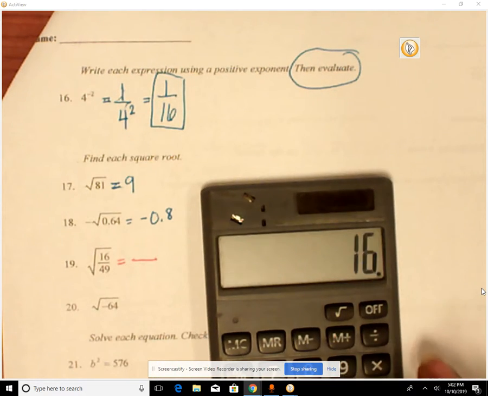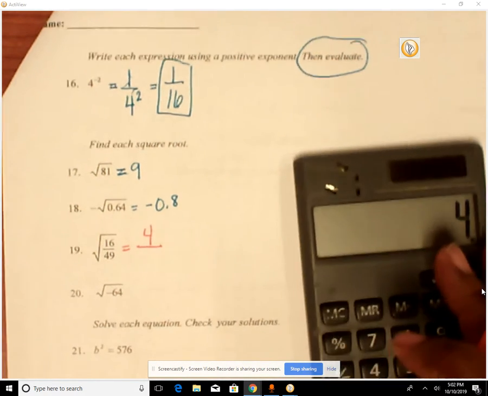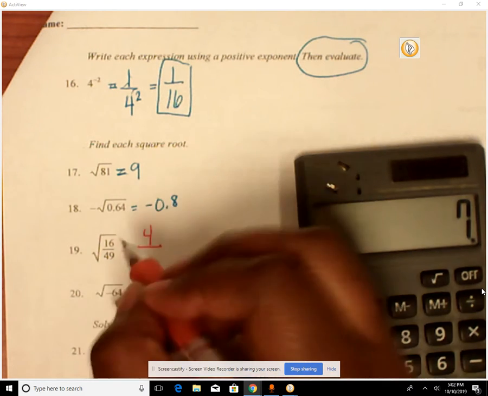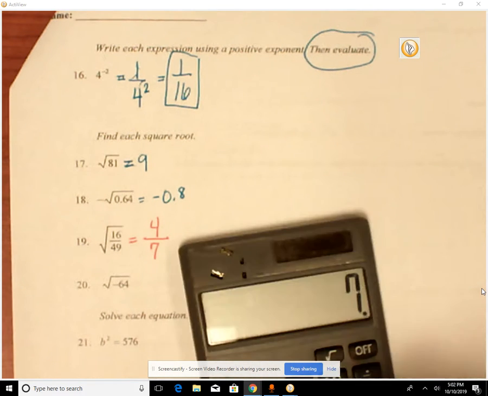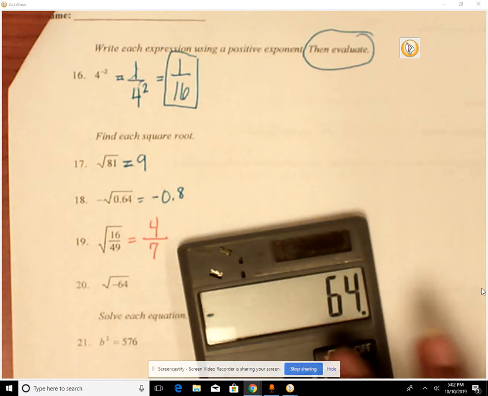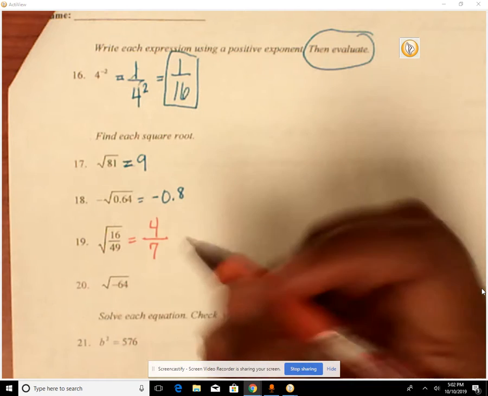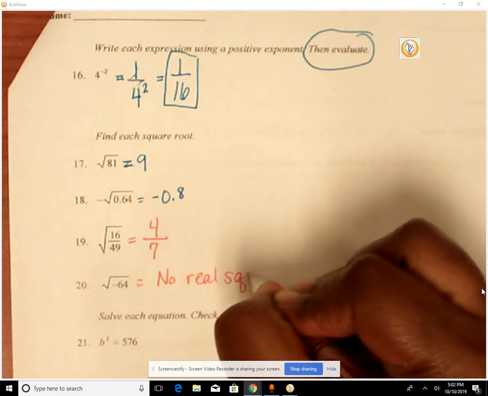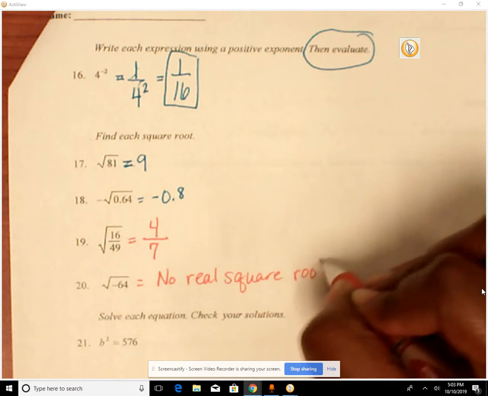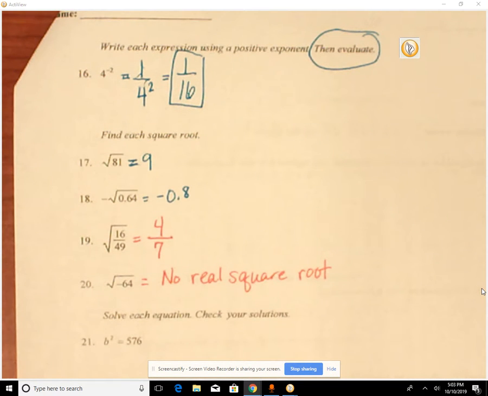So here you're going to do the numerator and then the denominator in your calculator or on your cube root sheet. So 16 square root is 4, because 4 times 4 gives us 16. And 49 square root is 7, because 7 times 7 gives us 49. 4 over 7. Now let's do this one. 64, it says negative square root. Oh, there's an error. That's what that little E means, error. It means there's no real square root, because a negative times a negative will always give you a positive. This will work because the negative was on the outside, meaning after the operation.